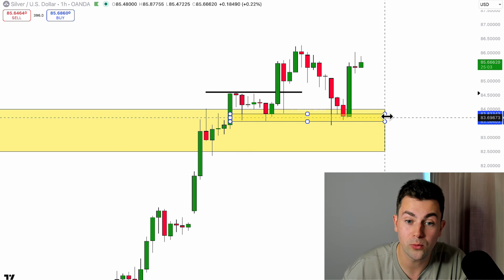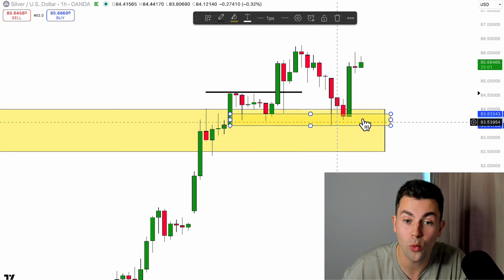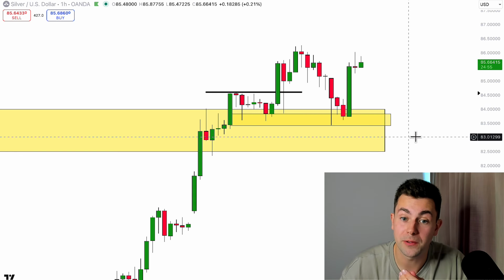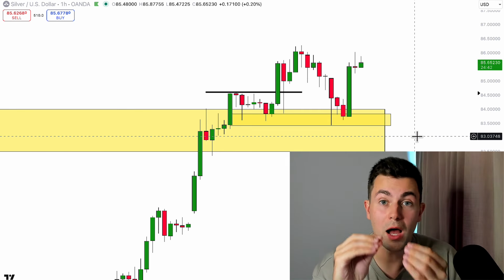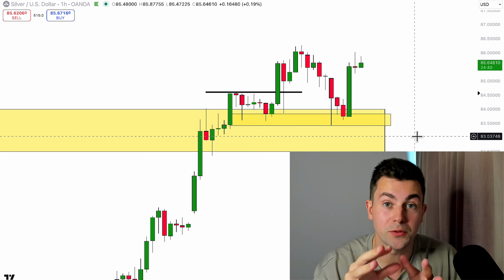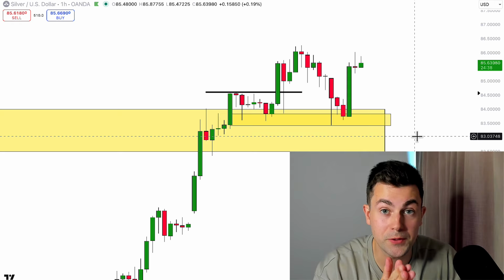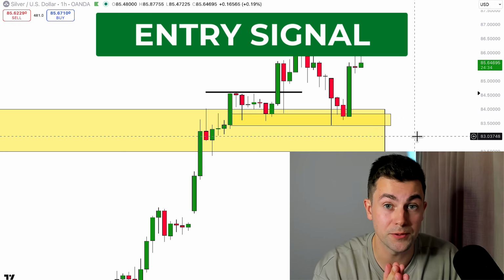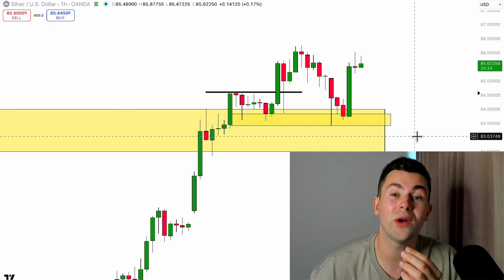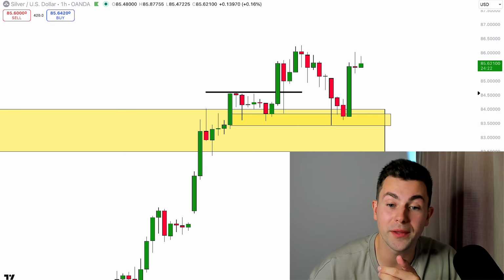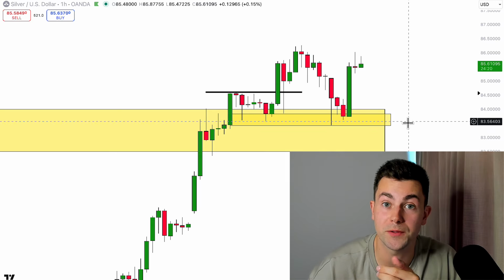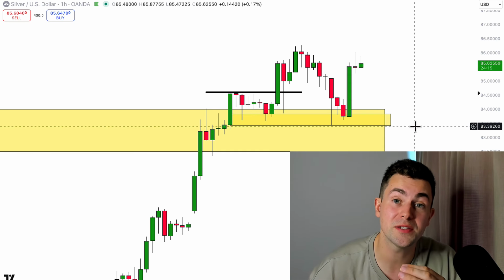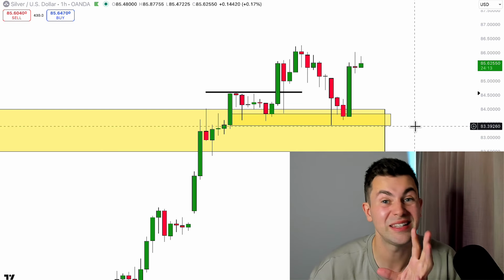Our brand new support is right here. That is our new major support that the market formed after a breakout of a major resistance. After we confirm the violation of a major resistance or a major support, the only thing that is missing is the entry signal. I suggest looking for an entry signal on a retest of a recently broken structure. That will be the safest area, the safest place for looking for an entry signal.